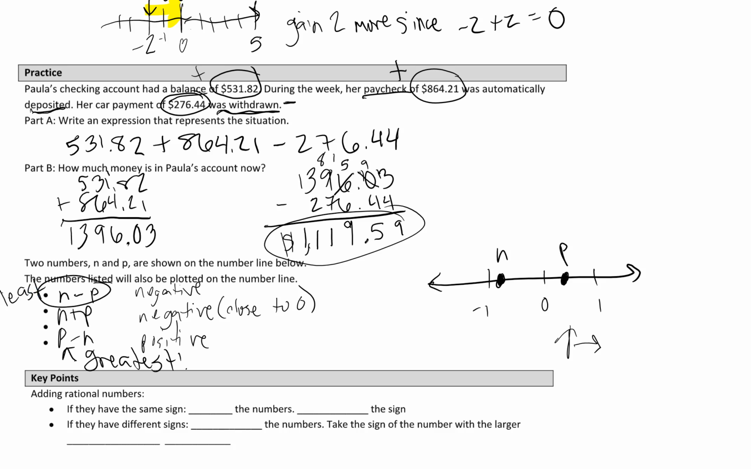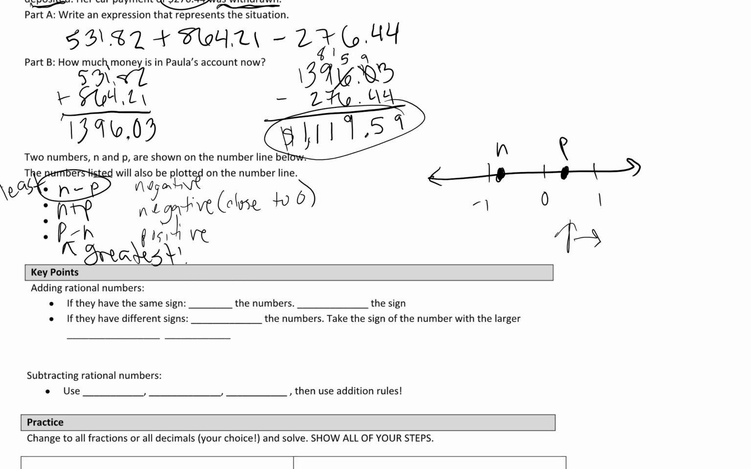Awesome. All right, let's fill in our key points. So rules for you guys to remember. Anytime we're adding rational numbers, there's two scenarios you could be in. Either your numbers have the same sign, so two positives, for example. You add the numbers and keep the sign. That one's kind of simple. Two positives, add them. Two negatives, still add them, but keep the sign you started with.